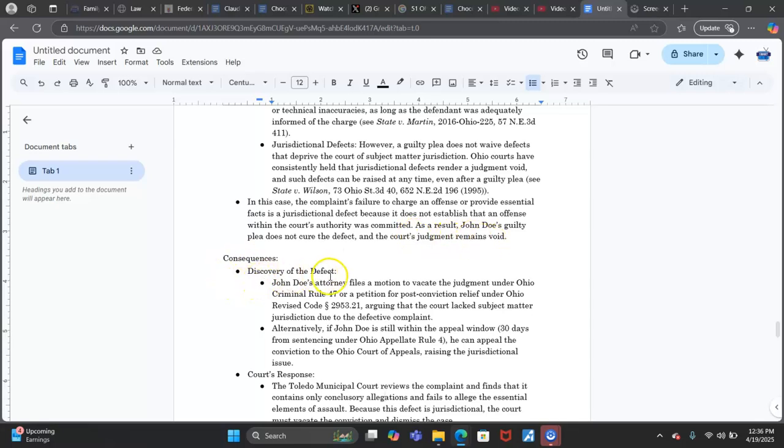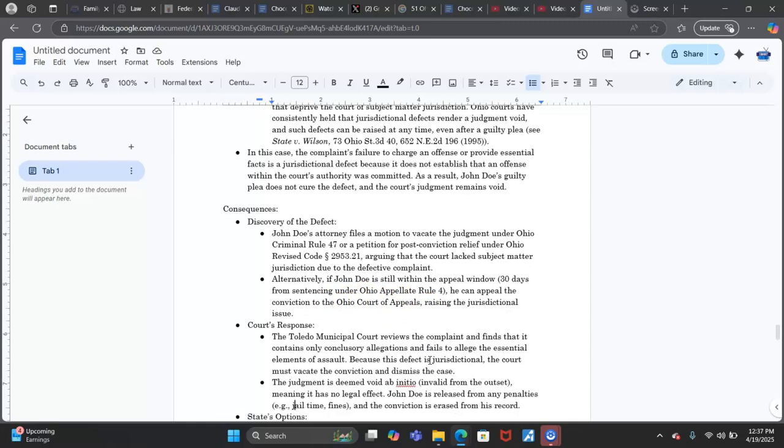Consequences. Discovery of the defect. John Doe's attorney files a motion to vacate the judgment under Ohio Criminal Rule 47 or petition for post-conviction relief under Ohio Revised Code, blah, blah, blah. Notice they keep saying these codes, y'all. Arguing that the court lacks subject matter jurisdiction due to the defect of the complaint. Alternatively, if John Doe is still within the appeal window, 30 days from sentencing, under the Ohio Appellate Rule 4, he can appeal the conviction to the Ohio Court of Appeals, raising jurisdictional issues. Yes, that is correct.